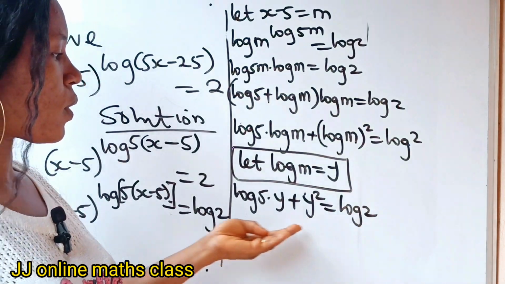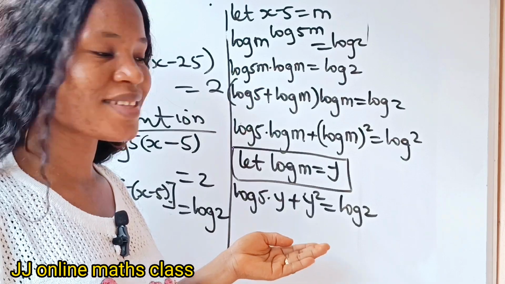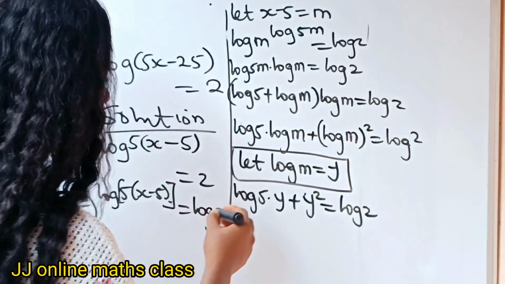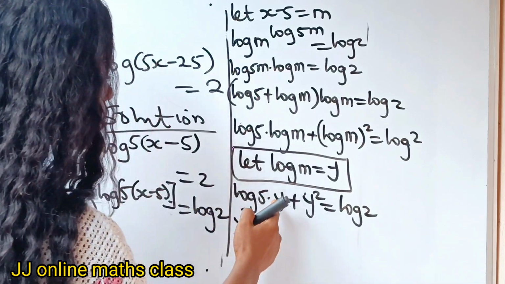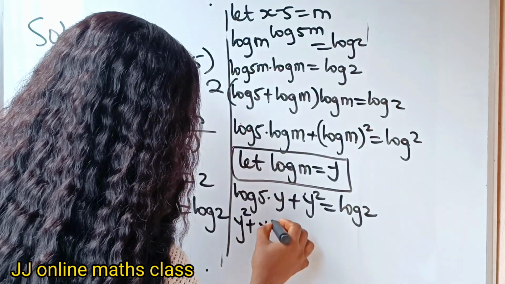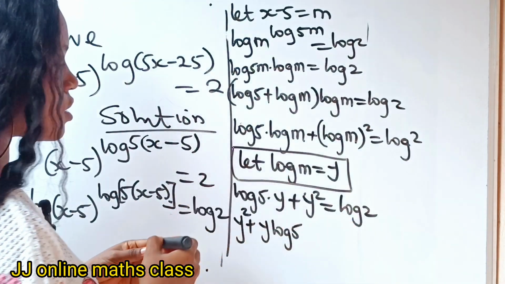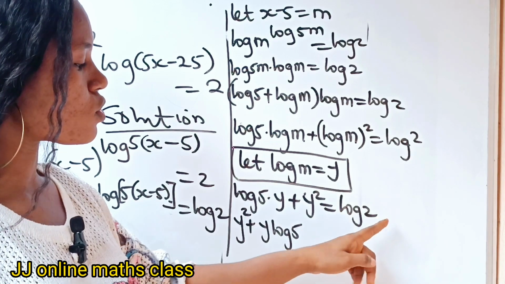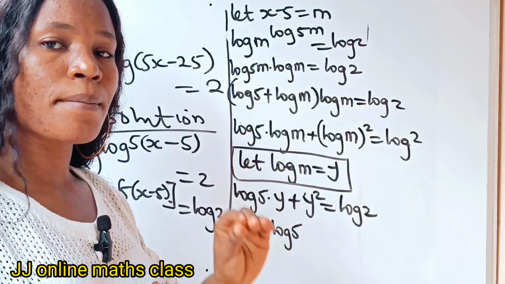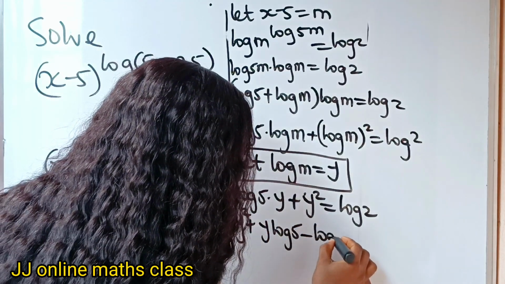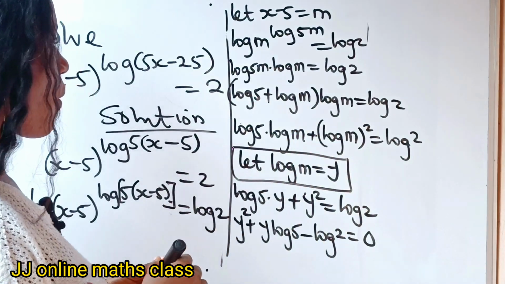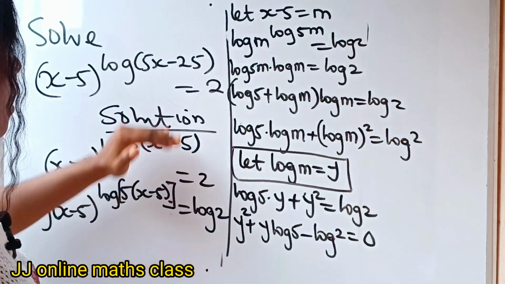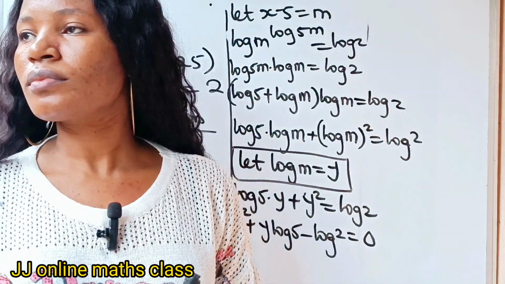Now, if you look at this very well, notice that we are forming a quadratic equation. So let's arrange it well as a quadratic equation. In a quadratic equation, your y squared comes first. So we have y squared plus log 5 times y, that is y log 5. Then this log 2, let's bring it to the other side of the equation. When it crosses the equation, it becomes minus log 2. So we have minus log 2 is equal to 0. We have finally formed our quadratic equation. At this point, I'm going to clean this side and continue from here.